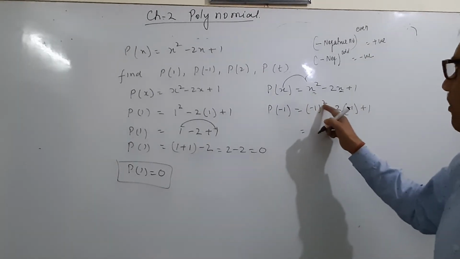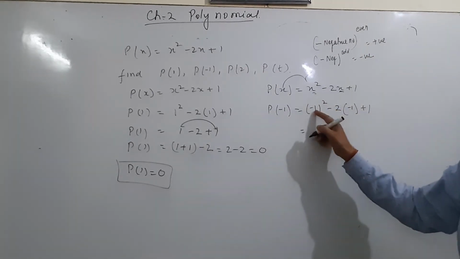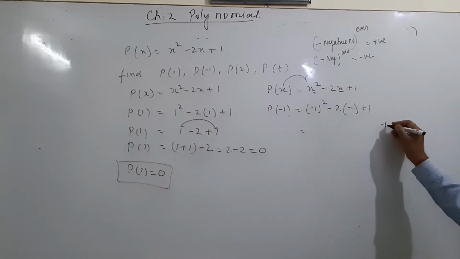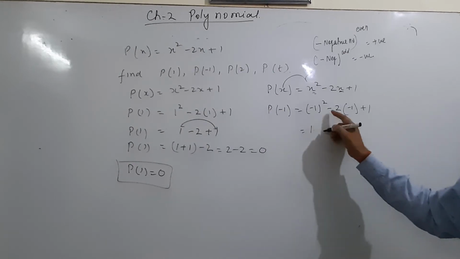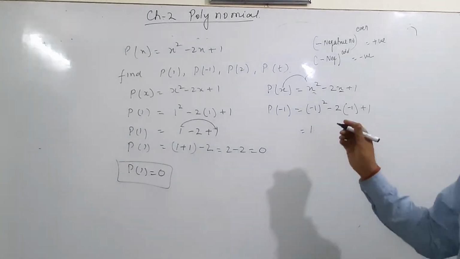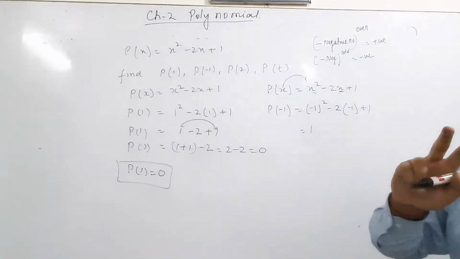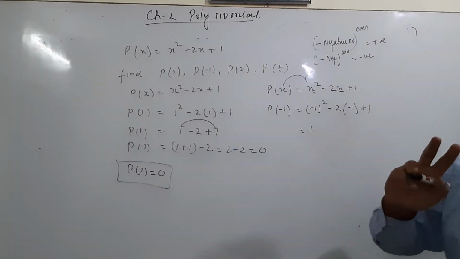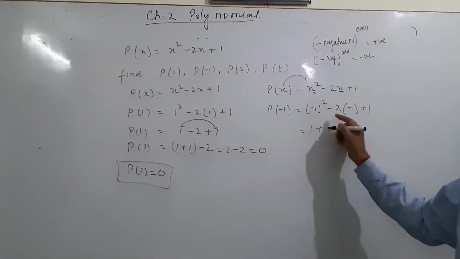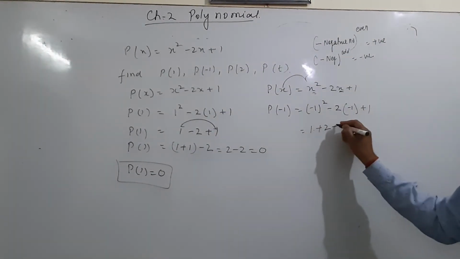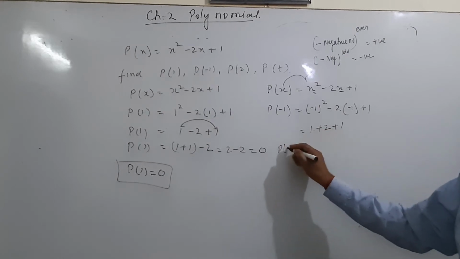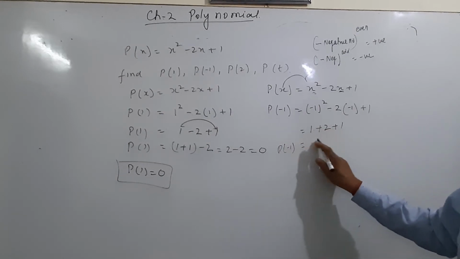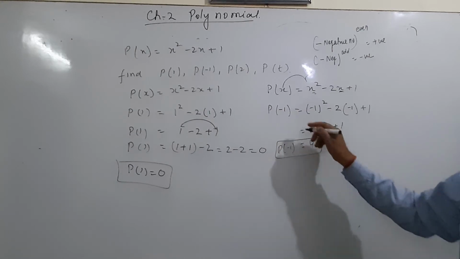Here is an even number. So minus 1 into minus 1 makes a pair, so 1 into 1 is 1. Minus and minus, an even number of times, two times, so we take plus. Then plus 2 and plus 1. 1 plus 3, 3 plus 1, 4. So P(-1) is equal to 4. This is the value of P(-1).